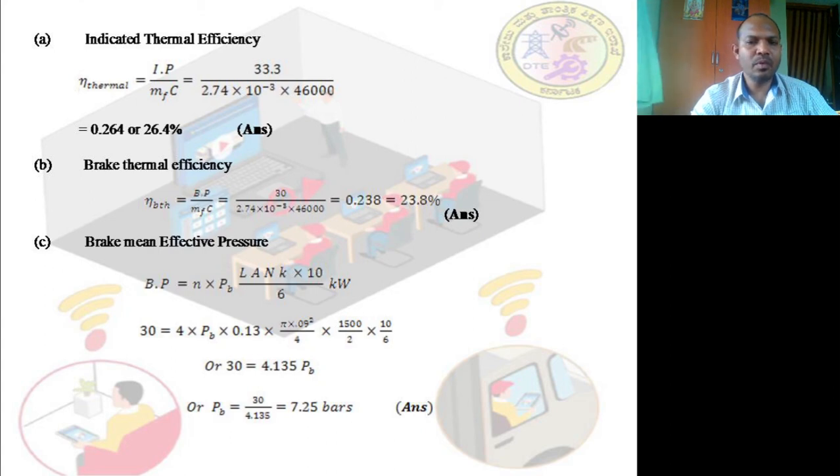A few more examples I have given in the material. You can go through it. We have done many problems, around 15 problems, along with the answers. You can go one by one. Always we should remember the basic formulas of IP, BP, FP, indicated thermal efficiency, brake thermal efficiency, and mean effective pressure. So these formulas should be confidently remembered.